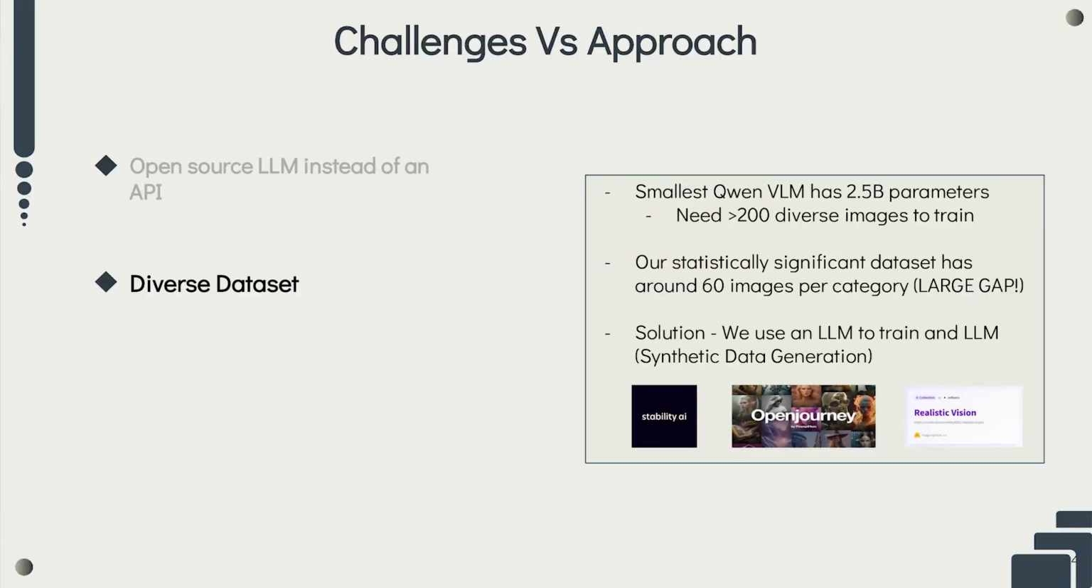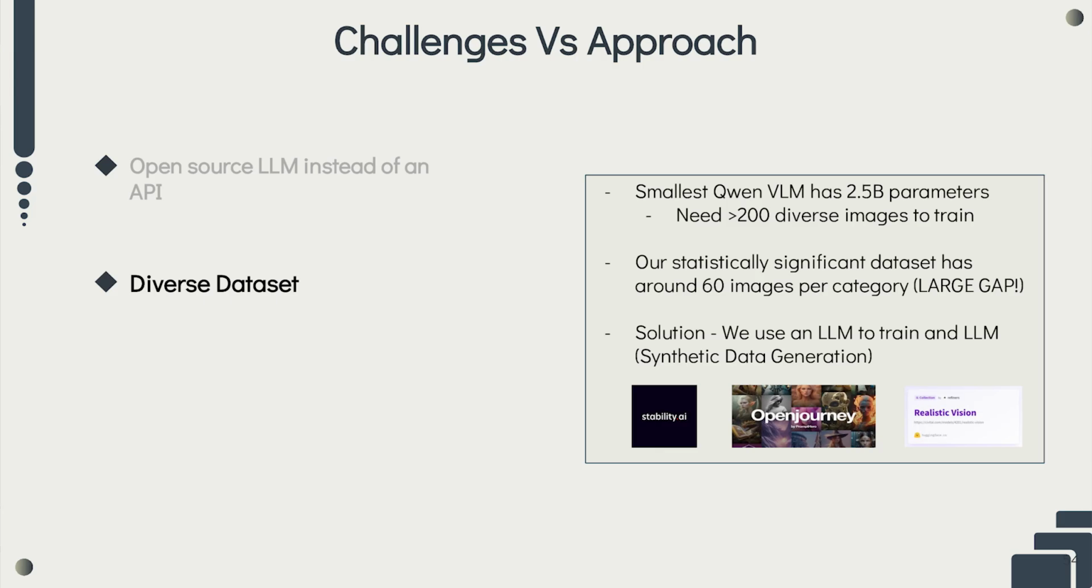The smallest Qwen model has around 2.5 billion parameters, which requires around 200 curated ad images to train for each category that we identified. After annotating around 1500 ads, we just had around 60 images per category. So it's still a very small number. If we want to go to that level, we'll have to have significantly high human work. So we go to a very preferred solution, which is using an LLM to train an LLM. It's called synthetic data generation.